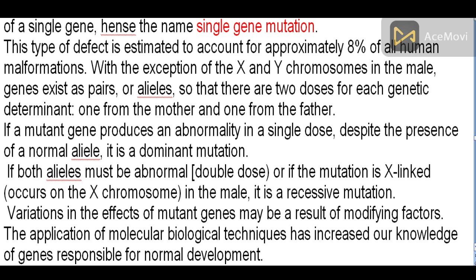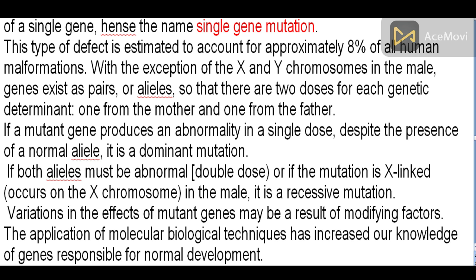If a mutant gene produces an abnormality in a single dose, despite the presence of a normal allele, it is a dominant mutation. If both alleles must be abnormal (double dose), or if the mutation is X-linked, occurring on the X chromosome in the male, it is a recessive mutation. Variations in the effects of mutant genes may be a result of modifying factors.